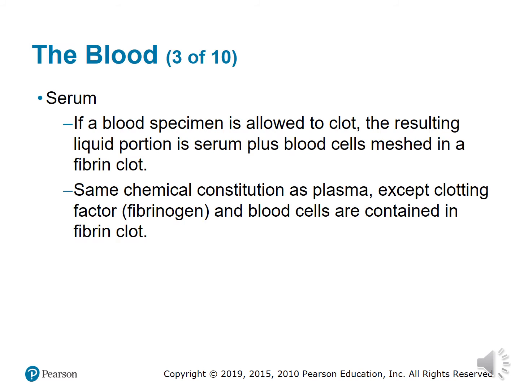Serum: if a blood specimen is allowed to clot, the resulting liquid portion is serum, plus blood cells meshed in the fibrin clot. Some chemical constituents of plasma, except clotting factor and blood cells, are contained in the fibrin clot.